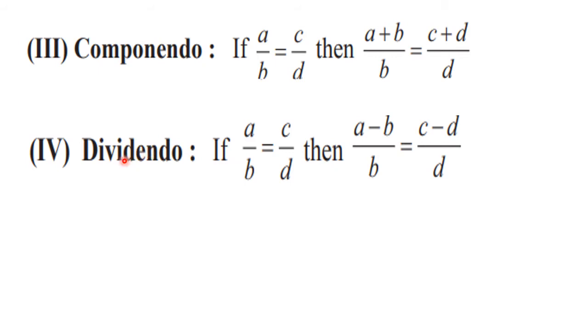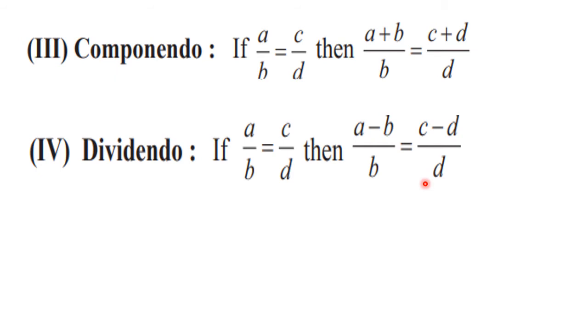Okay. Then next, dividendo. Now this dividendo word you relate with subtraction. So the property is very much similar to the third one, but here instead of adding denominator to numerator, we are subtracting on both the sides. Okay. So if A upon B is equal to C upon D, then A minus B upon B is equal to C minus D upon D. This is called as dividendo.